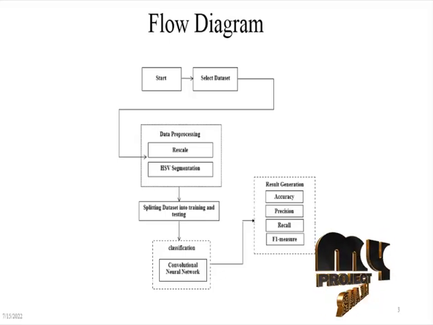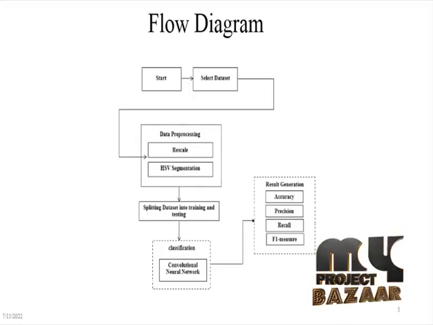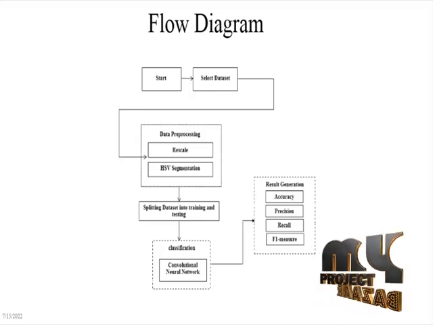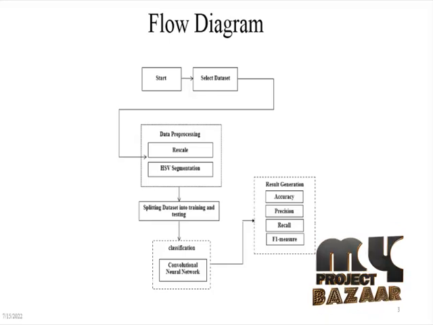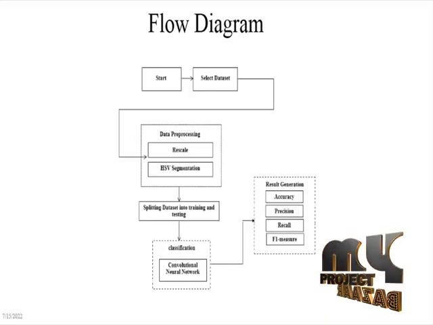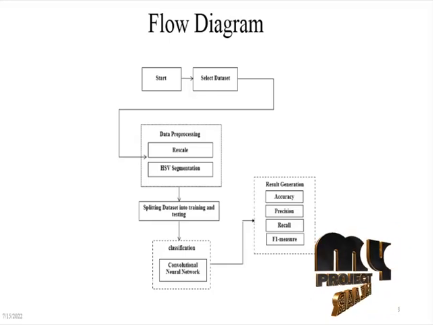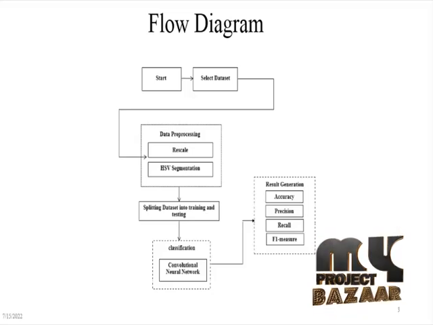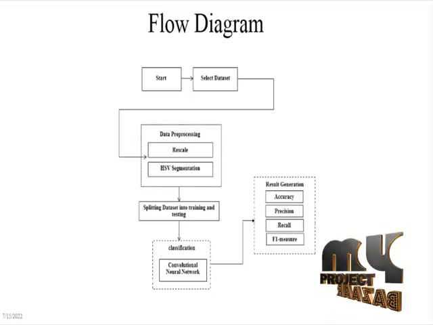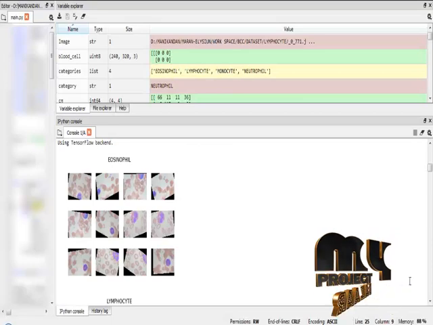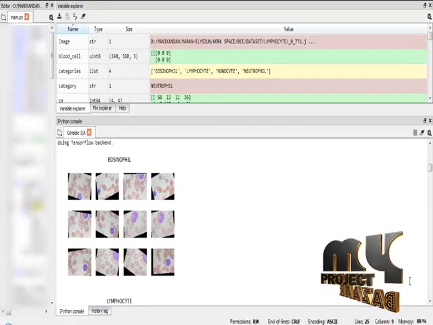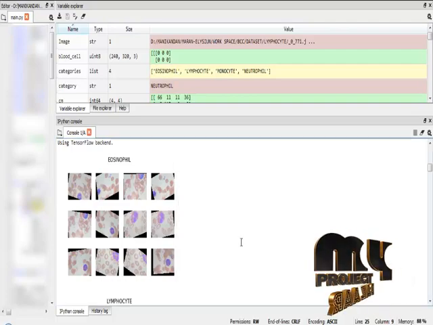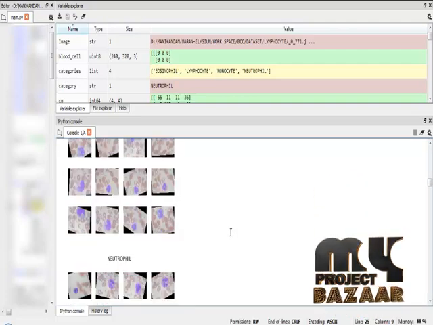And after that, we will process it into data splitting. In data splitting, we are going to split our dataset into a training dataset and a testing dataset. After splitting the dataset, it will move into classification. In classification, we are using the convolutional neural network algorithm to train and generate the result based on accuracy, precision, recall and F1 score. The program was successfully executed in Anaconda Navigator Spyder IDE, and this is the sample visualization of our blood cell image dataset.